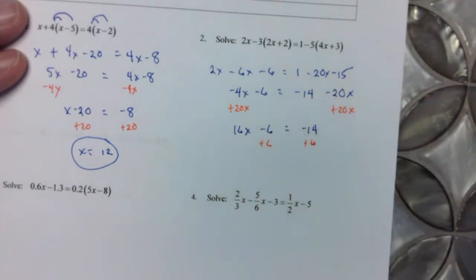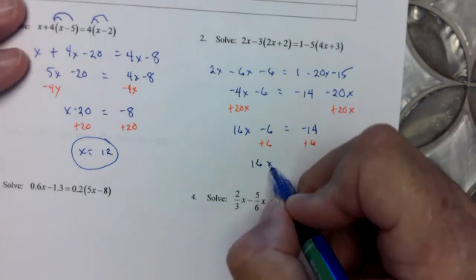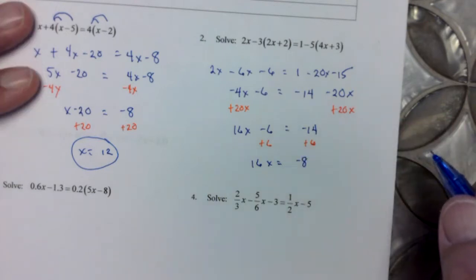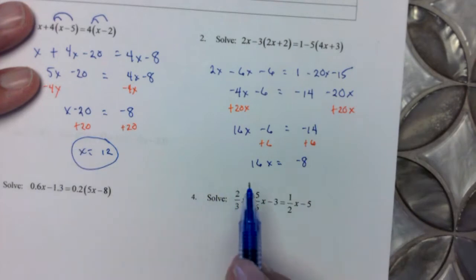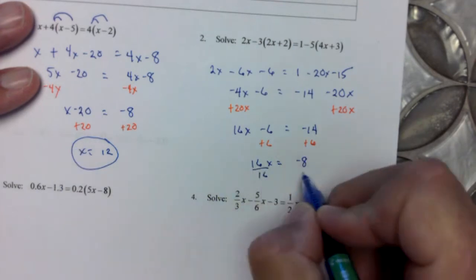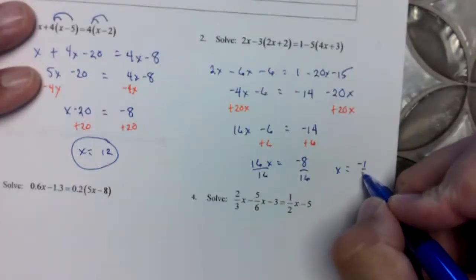All this work of combining like terms. 16x equals, I have -8. Something we didn't have to do last time that we have to do now. Right now, this is 16 times x. So I'm going to divide by 16. X equals -1/2.